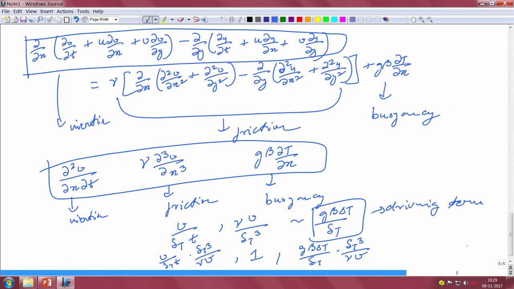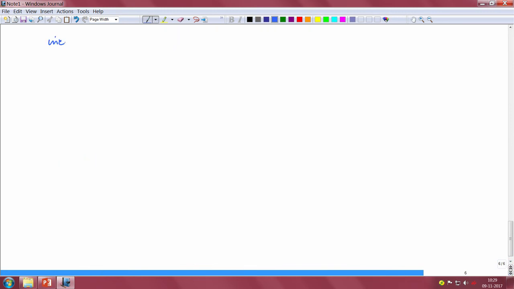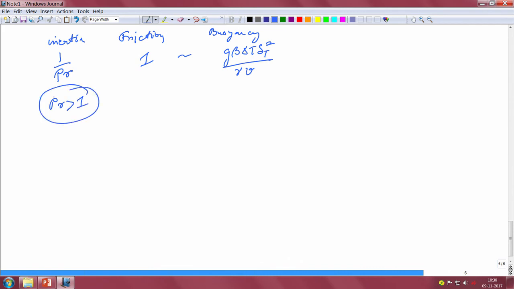In the next one, the inertia now becomes 1 over Prandtl number, friction is of the order 1, and for buoyancy the scaling is G beta delta t. So, these are the 3 terms in the series. Therefore, for fluids which have Prandtl number greater than 1, it is a balance between friction and buoyancy. So, at t equal to 0 plus, as this velocity scale starts to pick up, you have a balance between friction and buoyancy, which is G beta delta t square gamma V, right.